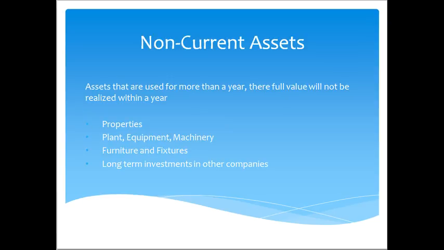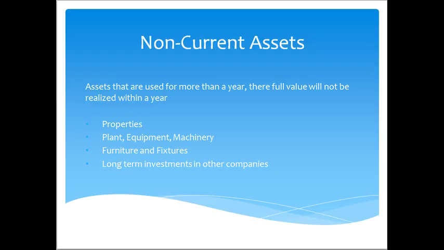Non-current assets. This is another category of assets. Non-current assets are assets that are used for more than a year. In other words, their full value will not be realized within a year. For example, you purchase properties, plant, equipment, machinery, furniture, fixtures, long-term investments in other companies, etc. Take a small example, you purchase a laptop and you can use it for more than a year. This is your non-current asset.